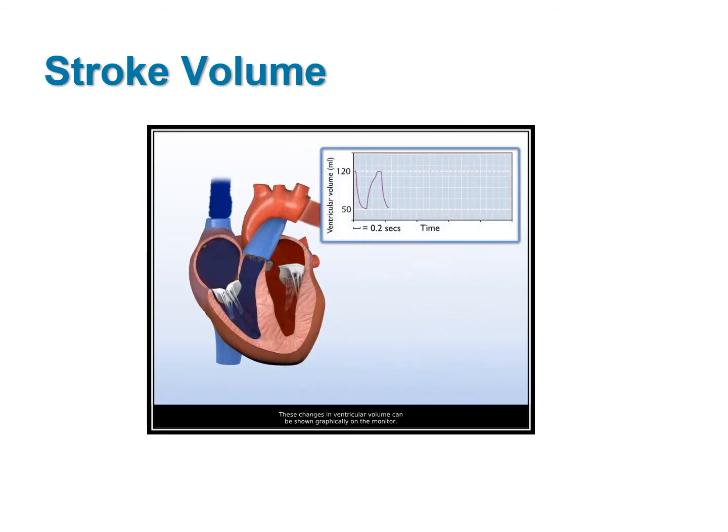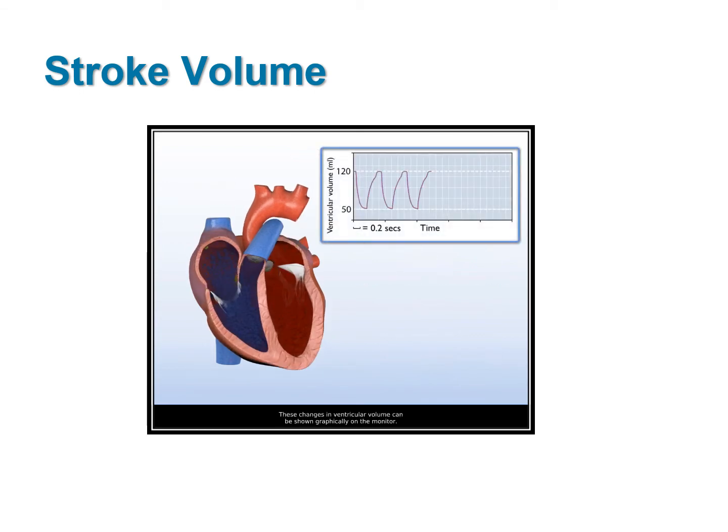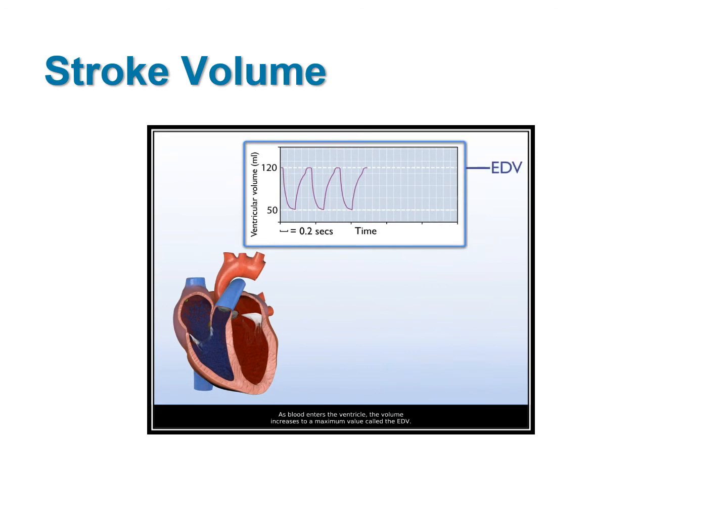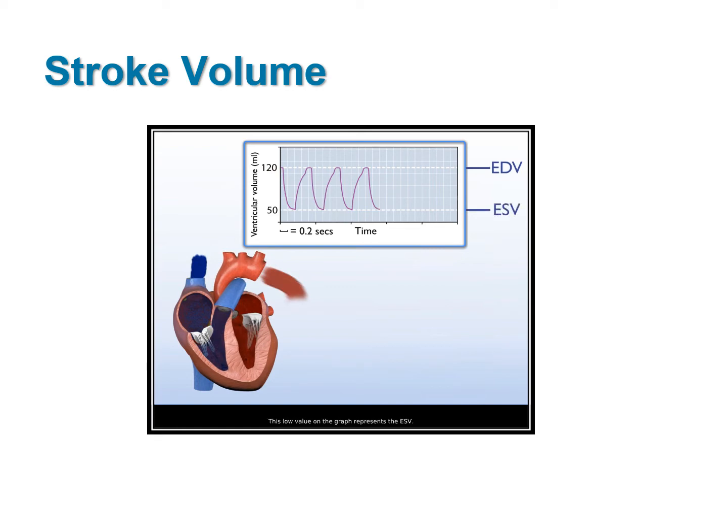These changes in ventricular volume can be shown graphically on the monitor. As blood enters the ventricle, the volume increases to a maximum value called the EDV. This high value on the graph represents the EDV. As the ventricle contracts and ejects blood, the volume decreases to a minimum value called the ESV. This low value on the graph represents the ESV. The difference between EDV and ESV is the amount of blood ejected, called the stroke volume.